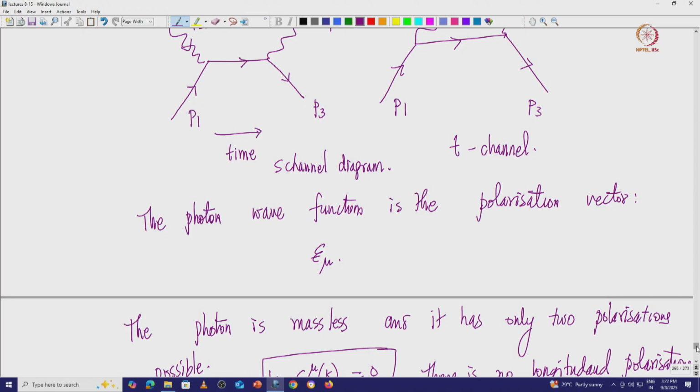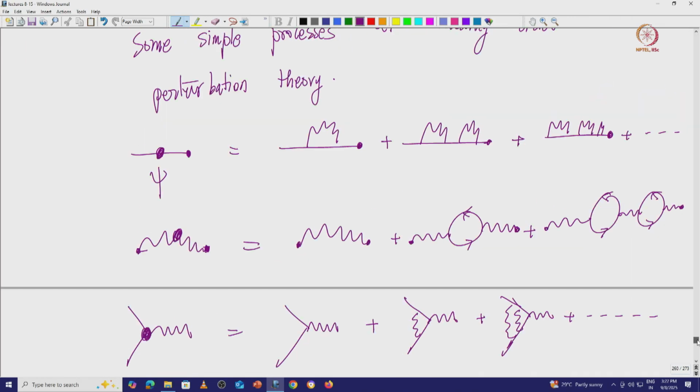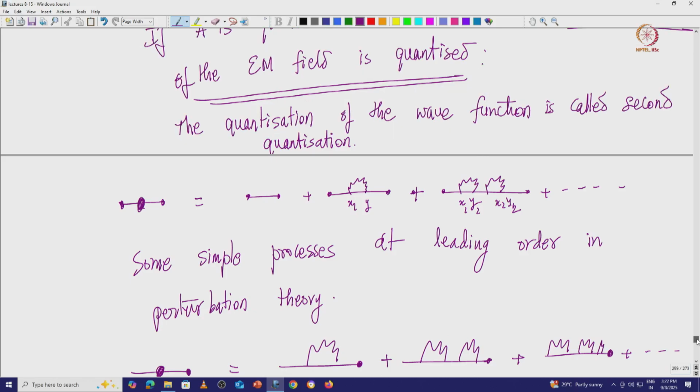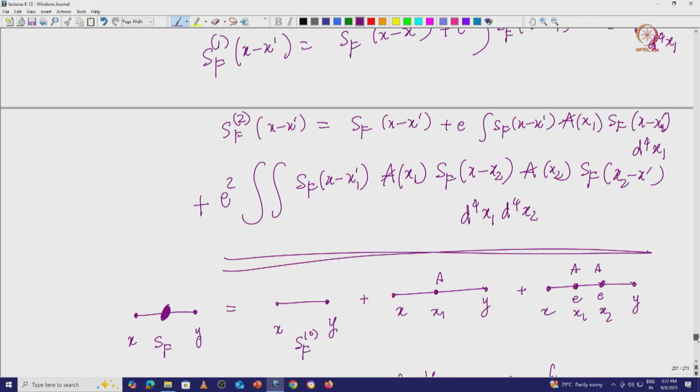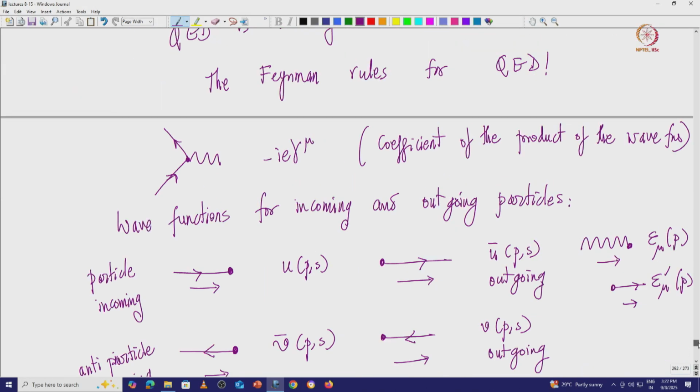The photon wave function is just the polarization vector as I have mentioned here. Now the Feynman rules here for this QED, I think I have spent some time on them. Here it is. The Feynman rules are that the vertex has a coefficient e i gamma mu. The incoming electron has a u wave function, the outgoing electron has a u bar wave function, the incoming antiparticle is v bar and the outgoing antiparticle is v.